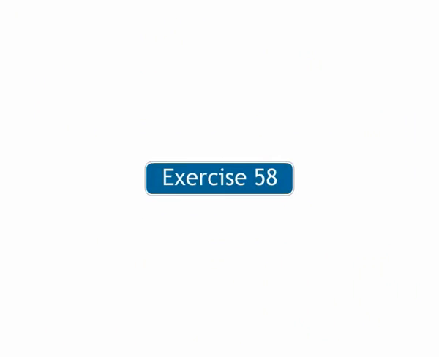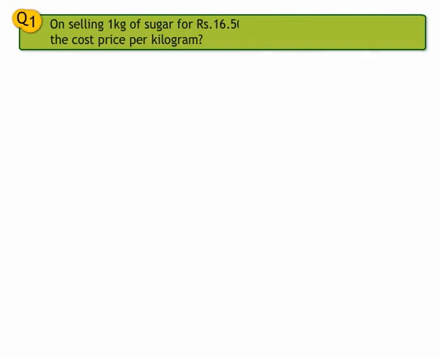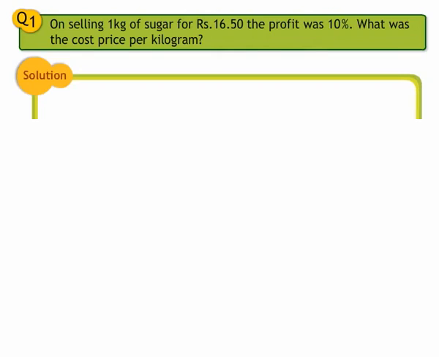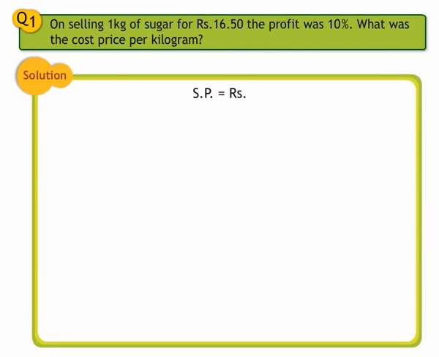Let us now solve sums from exercise 58. 1. On selling 1 kilogram of sugar for rupees 16 and 50 paise, the profit was 10%. What was the cost price per kilogram? Solution. Selling price is rupees 16 and 50 paise.